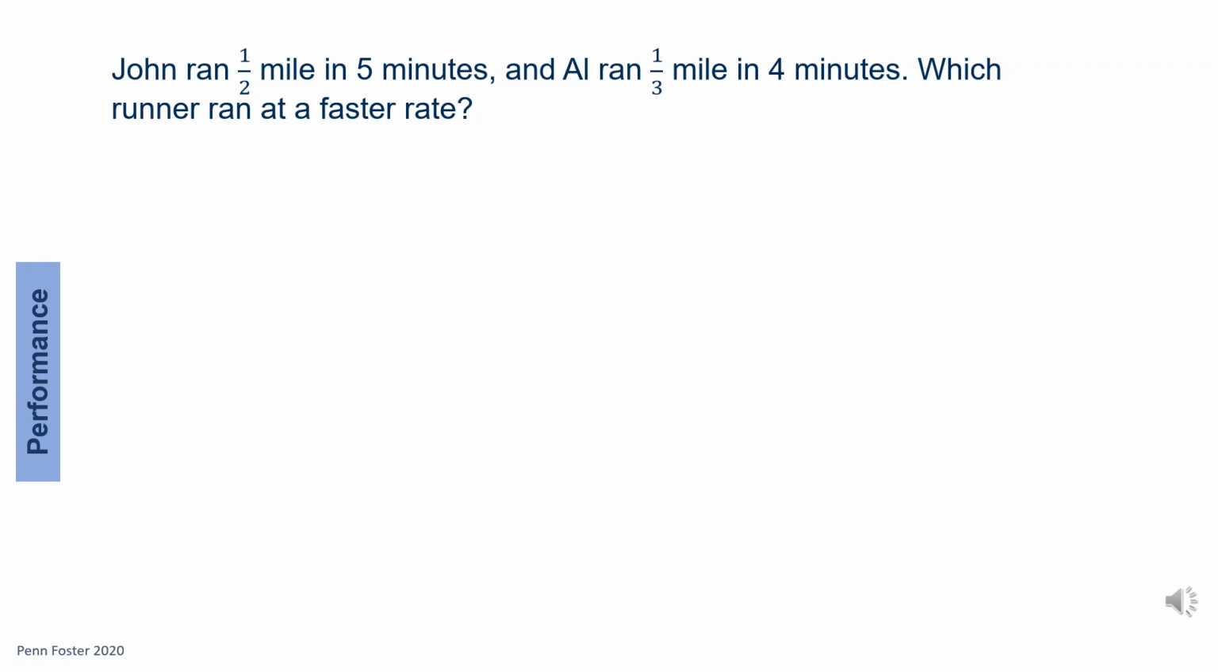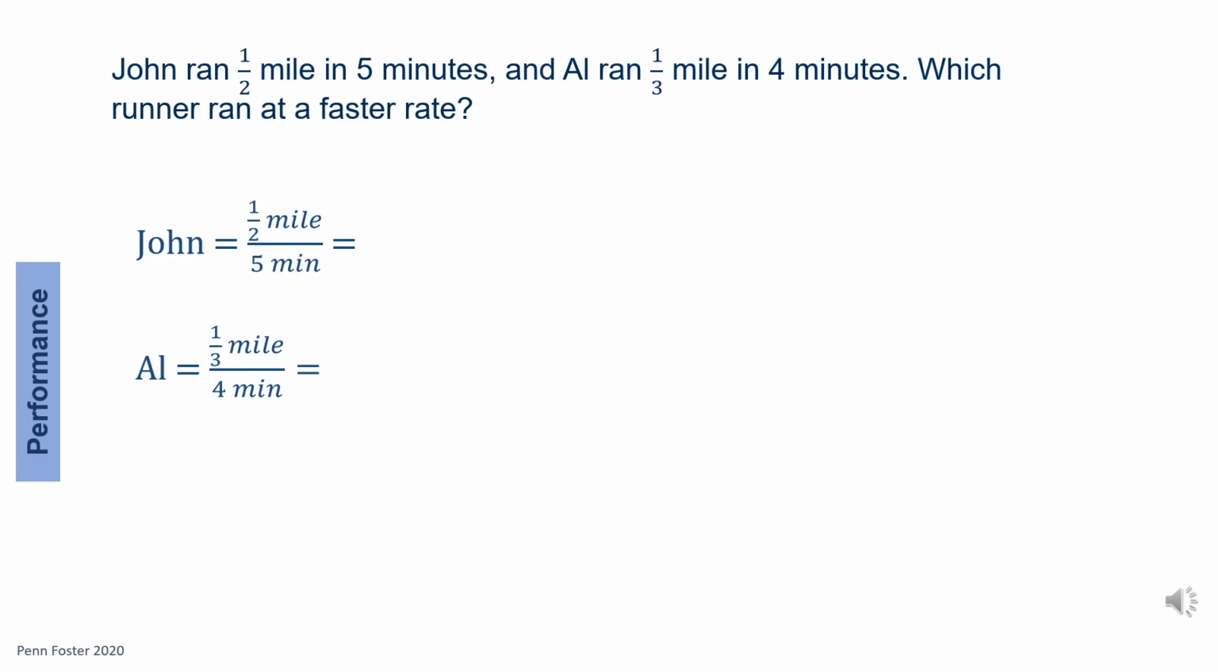In this example, we'll be comparing performances. John ran a half mile in 5 minutes, and Al ran 1/3 of a mile in 4 minutes. Which runner ran at a faster rate? To judge who's faster, we must calculate how long each has run in 1 unit of time, or in 1 minute. Set up 2 fractions to represent each runner's performance.